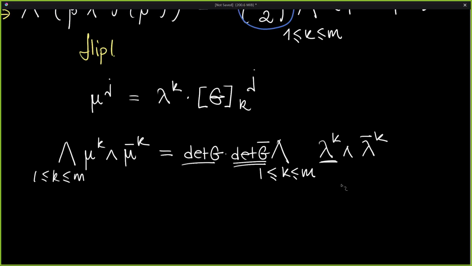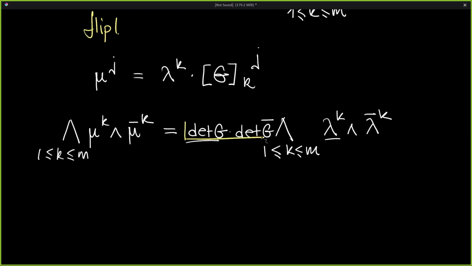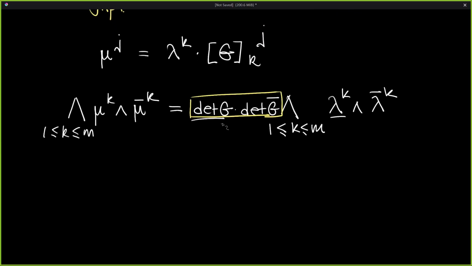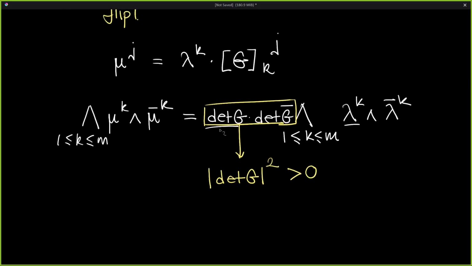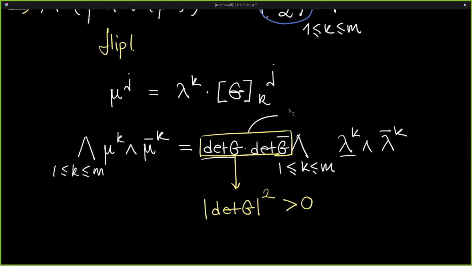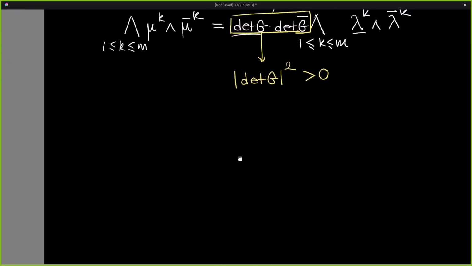of these. And what this means, if you're already catching on to what's going to happen, is this is mod det G, the determinant of G, whole squared, which is a positive number. So these two volume forms give the same orientation, right? So now we have the full picture to construct everything.